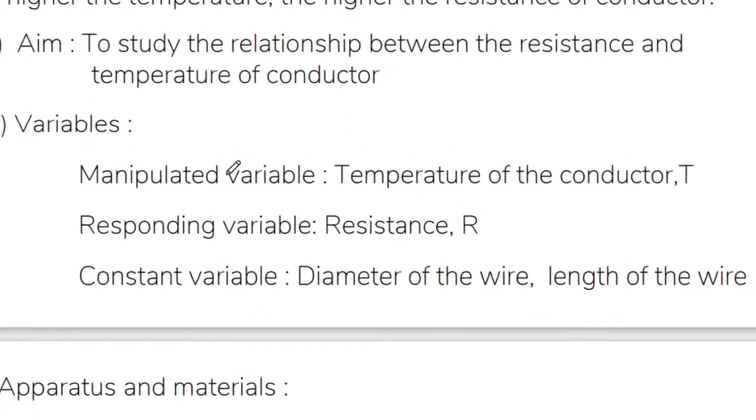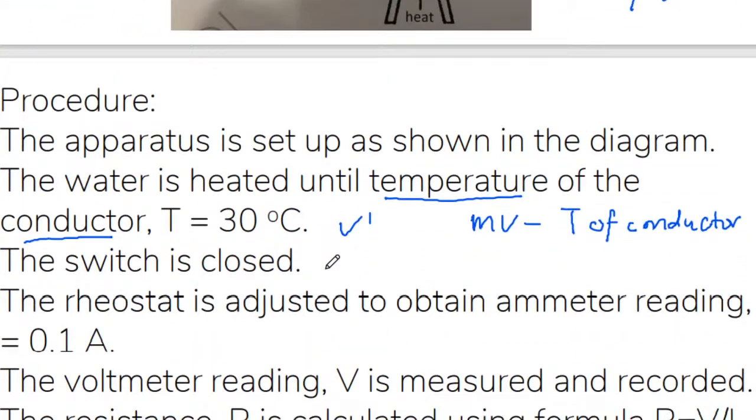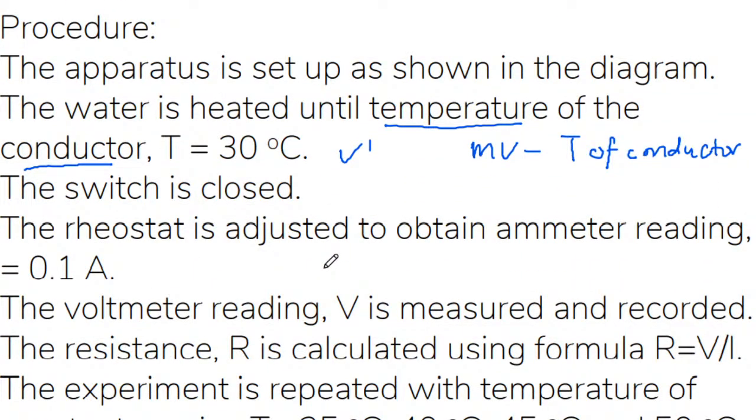Up here, you already write manipulated variable is temperature of conductor. Okay, clear. T is for the conductor. In the procedure, make sure you stick to that. Water heated until temperature of conductor. Don't write temperature of water. Clear? Then to get the first mark, indeed, you need to write this.